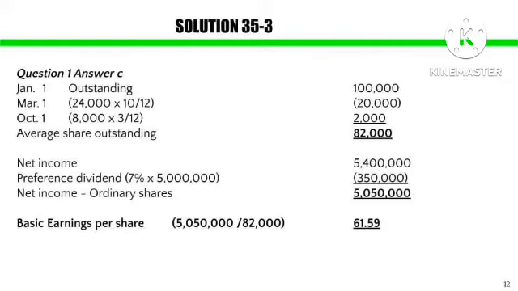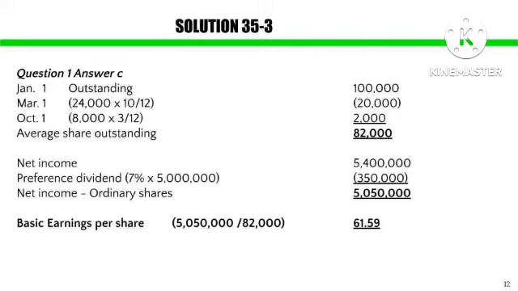Basic earnings per share comes from net income divided by the average shares outstanding. Our average shares outstanding comes from the January 1 outstanding shares of 100,000, less the March 1 purchase of 24,000 treasury ordinary shares times 10 over 12 for the fraction of the year, which is 20,000 that should be deducted. Then on October 1, 8,000 times 3 over 12 is 2,000. So, 100,000 minus 20,000 plus 2,000 is equal to 82,000.